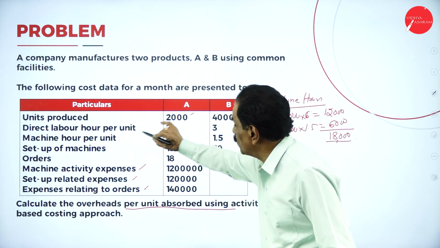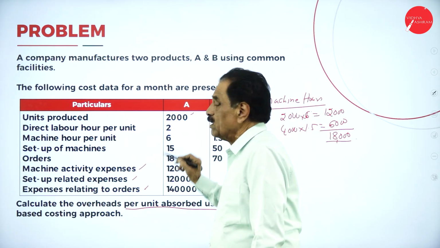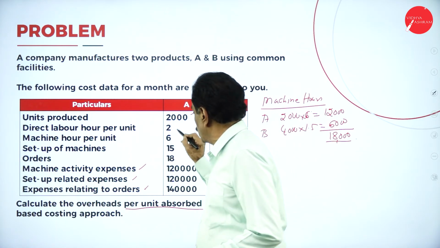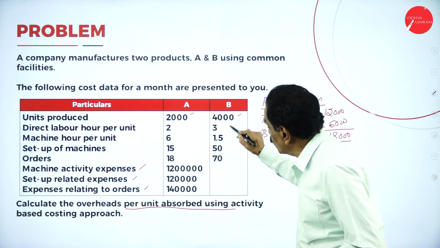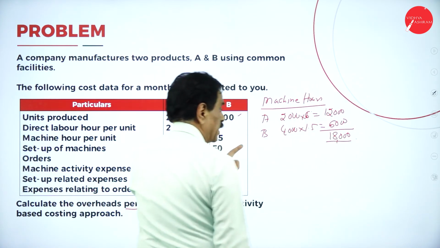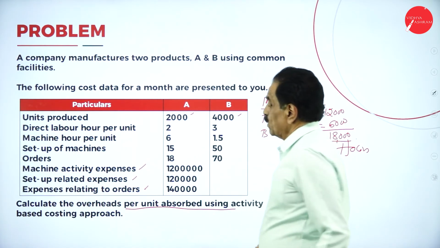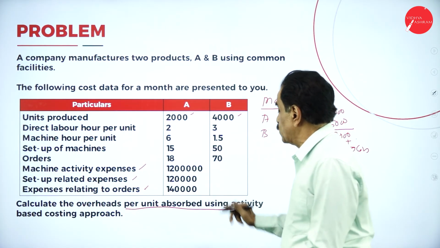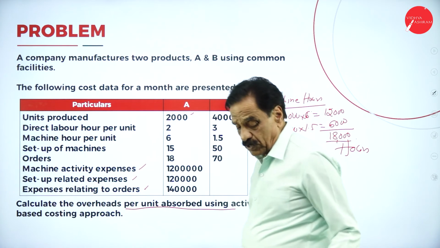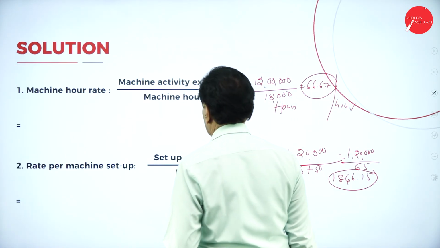Here, how many units are produced? 2,000. The machine hour per unit is 6. For 1 unit it takes 1 hour, so for 2,000 units it is 12,000 hours. Here 4,000 into 1.5 will take 6,000 hours. Totally 18,000 hours. So we know that the machine related expense is 12 lakh divided by 18,000 hours, so per hour is 66.67.